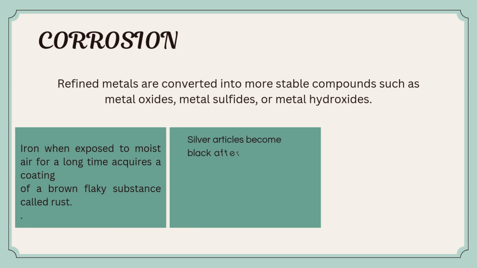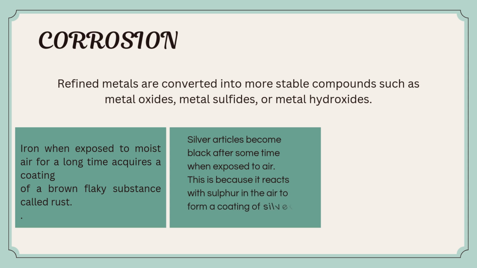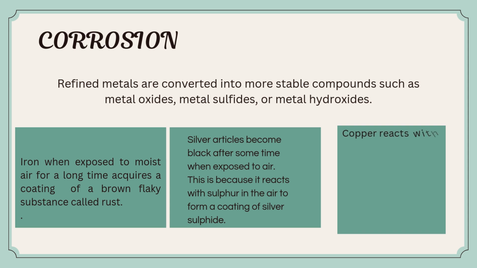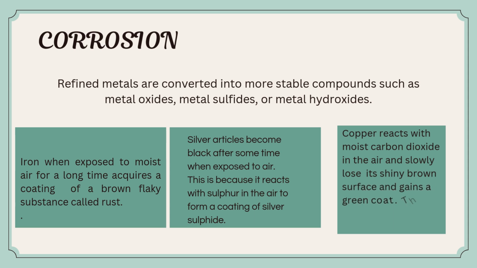Next example is that silver articles become black after some time when exposed to air. This is because silver reacts with the sulfur in the air to form a coating of silver sulfide. Likewise, copper metal reacts with the moist carbon dioxide in the air and slowly loses its shiny brown surface and gains a green coat. This green substance is basic copper carbonate.